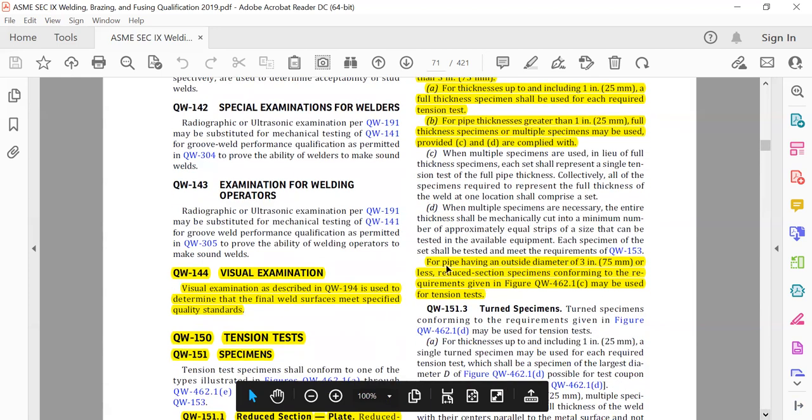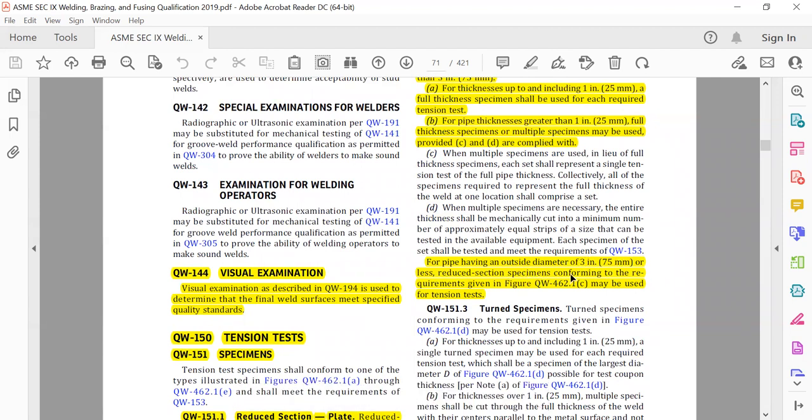Anyway you want it. For pipe having outside diameter of 3 inch, 75 mm or less, reduced section specimen conforming to the requirement given in figure may be used for tension test.